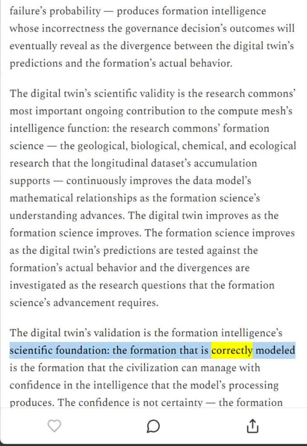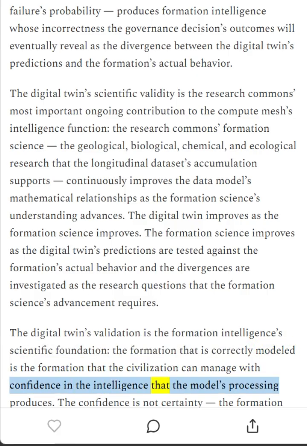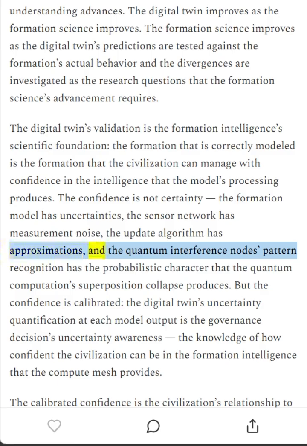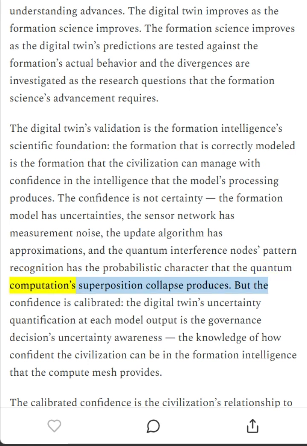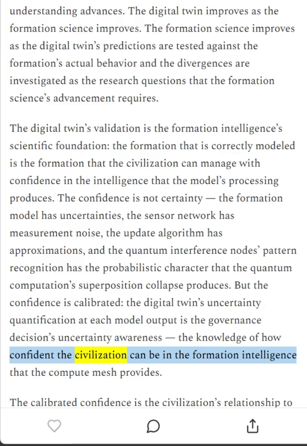The formation that is correctly modeled is the formation that the civilization can manage with confidence in the intelligence that the model's processing produces. The confidence is not certainty. The formation model has uncertainties, the sensor network has measurement noise, the update algorithm has approximations, and the quantum interference node's pattern recognition has the probabilistic character that the quantum computation's superposition collapse produces. But the confidence is calibrated. The digital twin's uncertainty quantification at each model output is the governance decision's uncertainty awareness, the knowledge of how confident the civilization can be in the formation intelligence that the compute mesh provides.